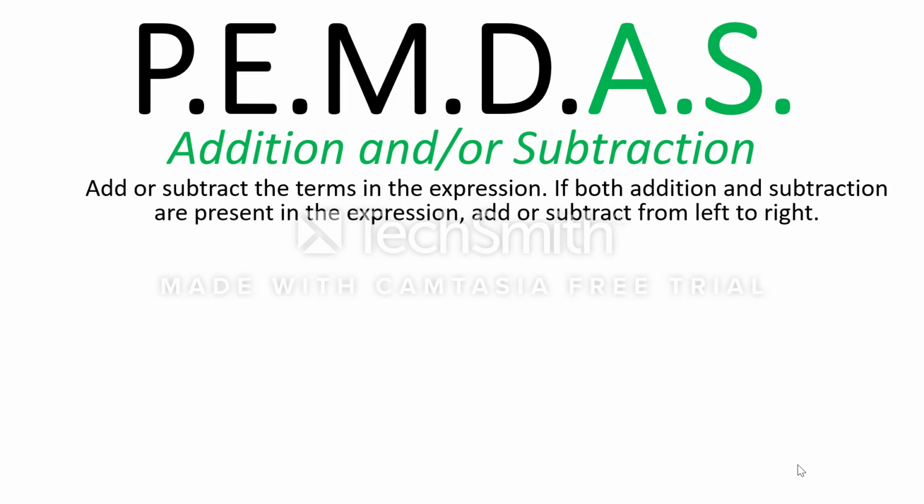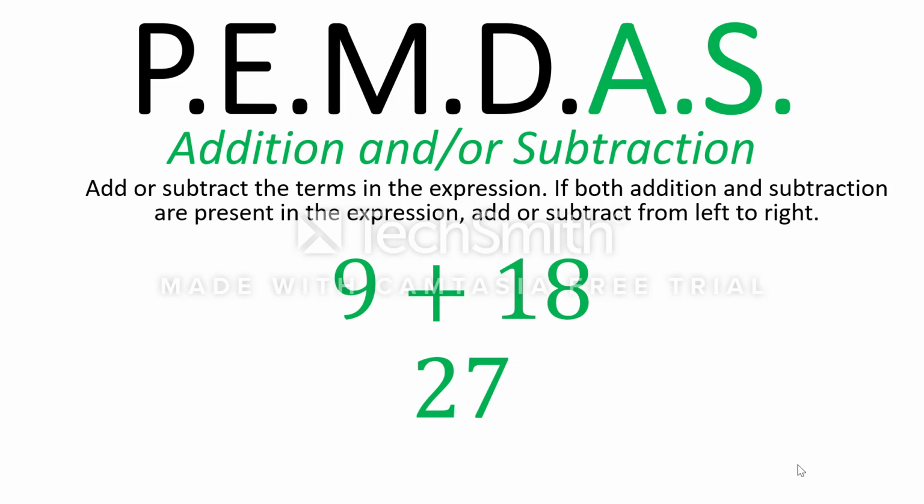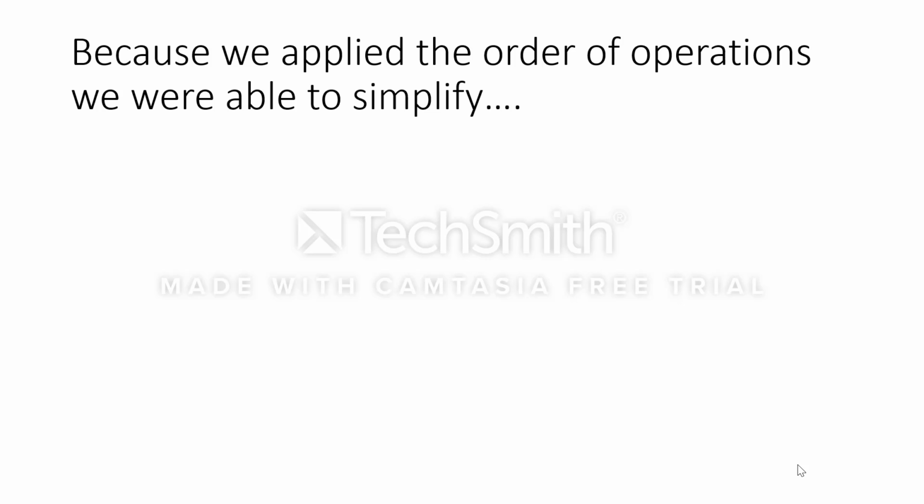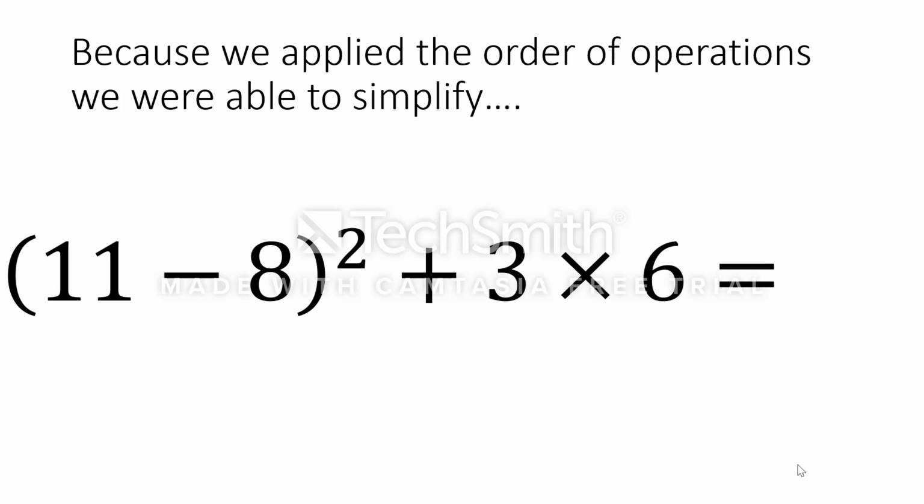The final step to the order of operations is A and S for addition and or subtraction. Like the multiplication and division step, you will need to do the operation as it appears in the problem from left to right. In our example, we have to add 9 and 18 to get our final answer of 27. After applying the order of operations, the expression 11 minus 8 squared plus 3 times 6 simplifies to 27.